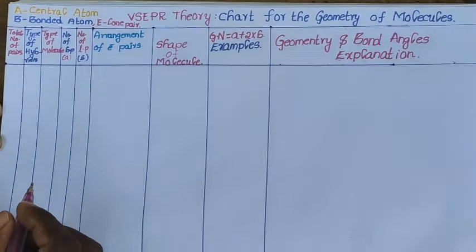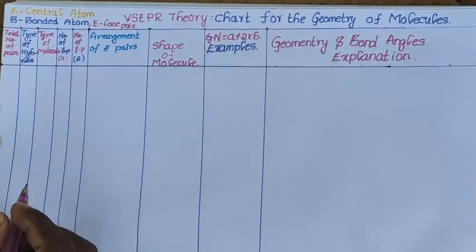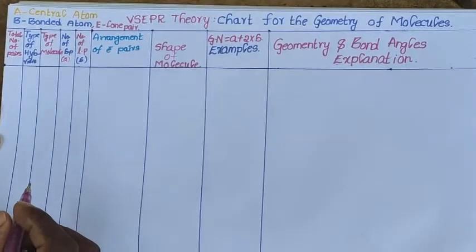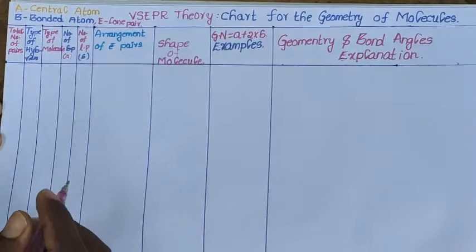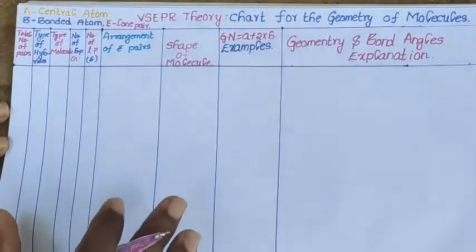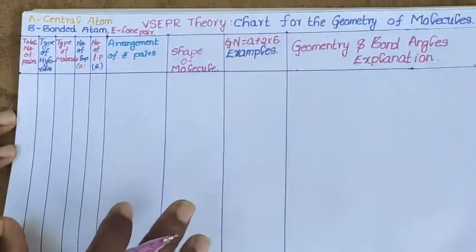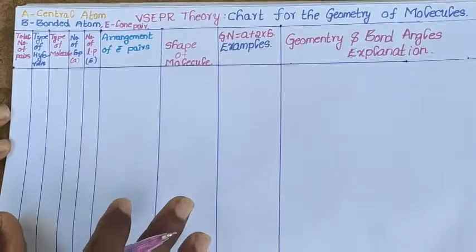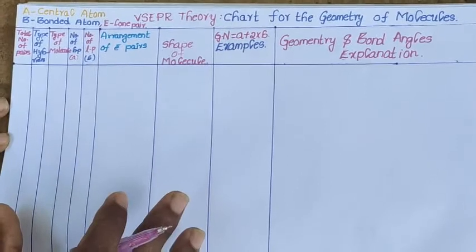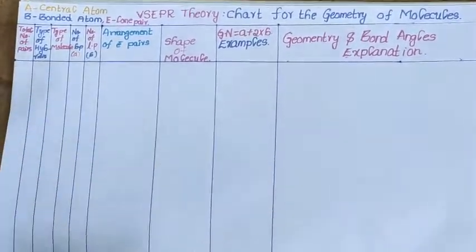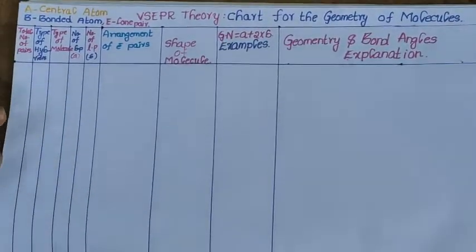In this video, I will give more information about the VSEPR theory. VSEPR theory mainly explains the shape of molecules. So in this video, I will give detailed information about the shape of molecules, how to remember, and how to find out the shape of molecules. This chart, this table, is useful to you.